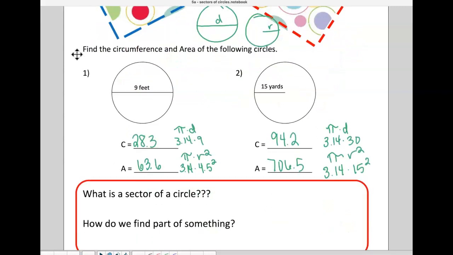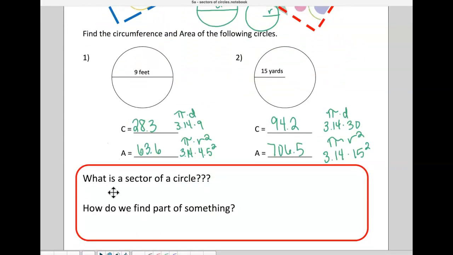Now, what we're going to do today is figure out the perimeter or the area of a sector of a circle. So what's a sector? What do you think that means? Yeah. A section, or a part of the circle. So a sector of a circle is really just a part of the circle.